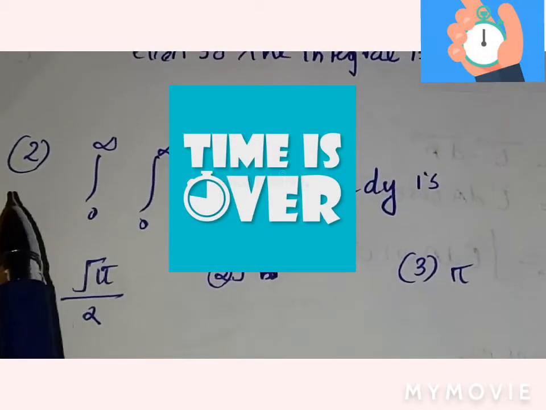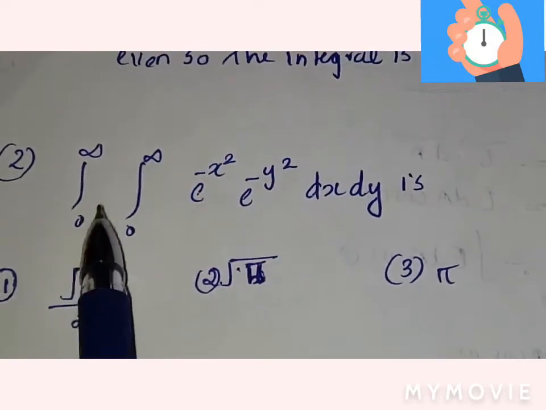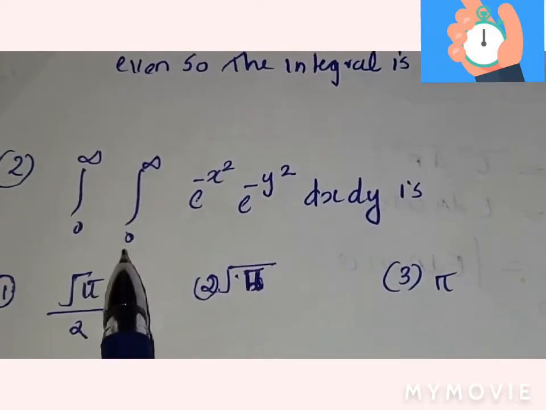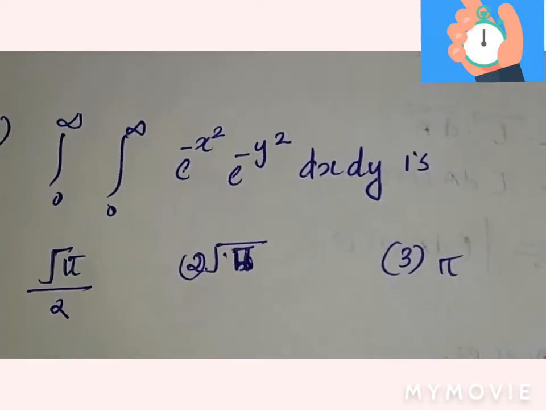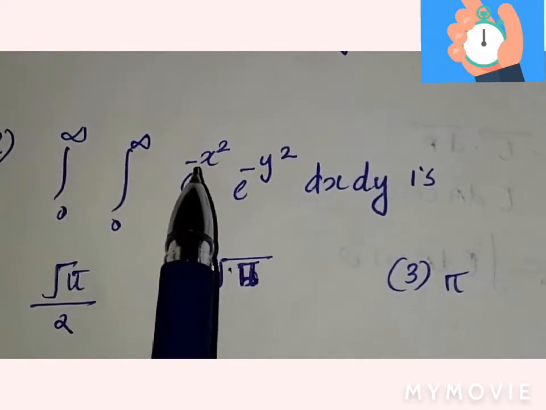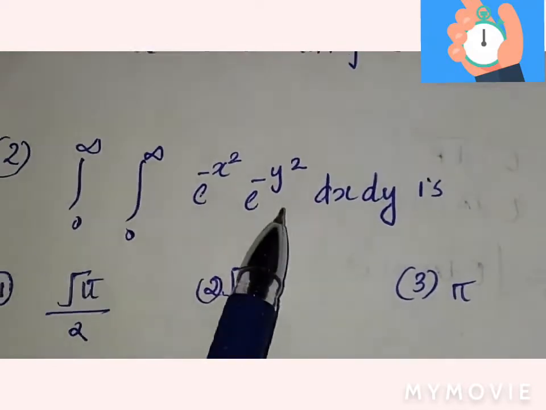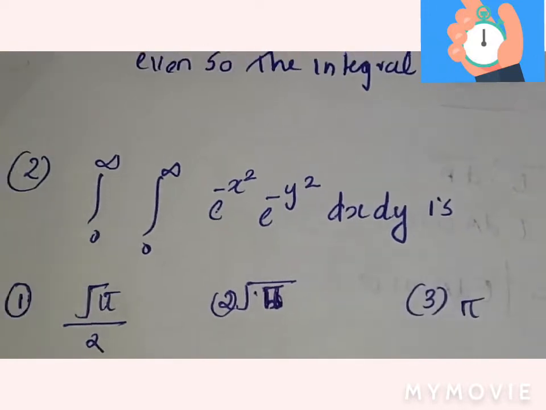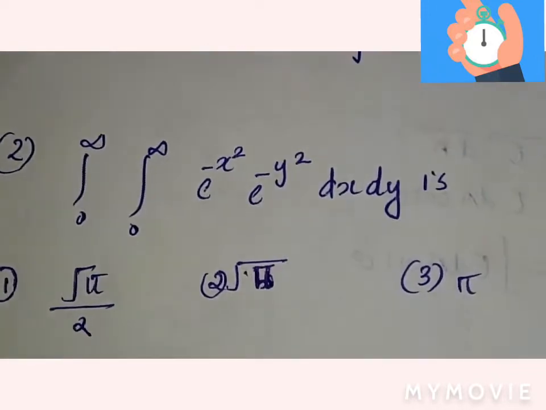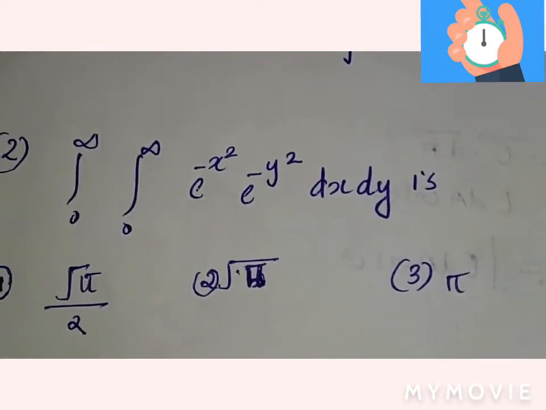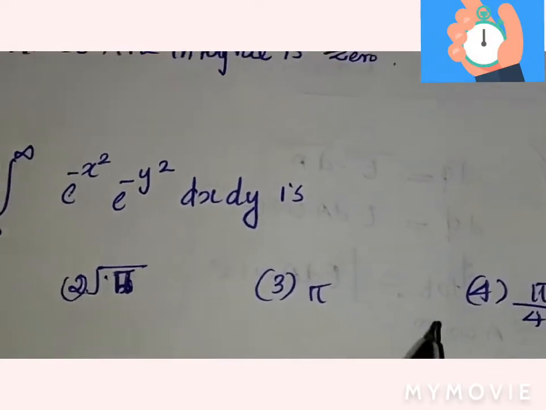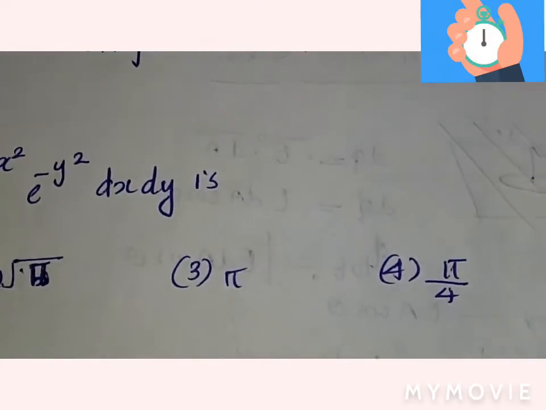Next question, second question: integral 0 to infinity of e raised to minus x square, e raised to minus y square, dx dy is. Options: under root pi by 2, under root pi, and pi by 4.